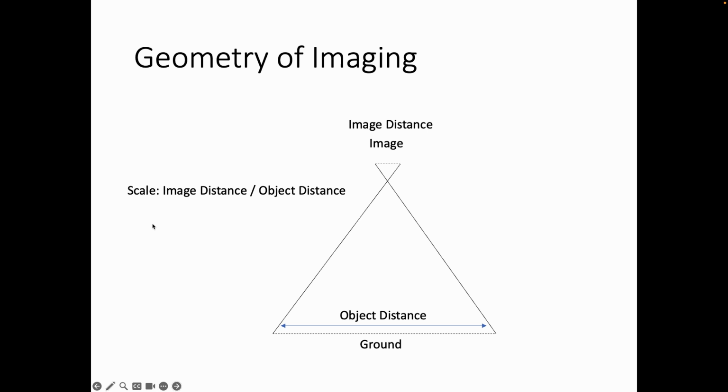And you can see also that the scale is going to depend on the height. If your height goes up or down, then the object distance is going to change as a result of that. The image distance won't change. That's going to be fixed in most cases. And so then your scale will change. So you can get a larger scale map by flying higher, or you can get a more detailed map by flying lower.